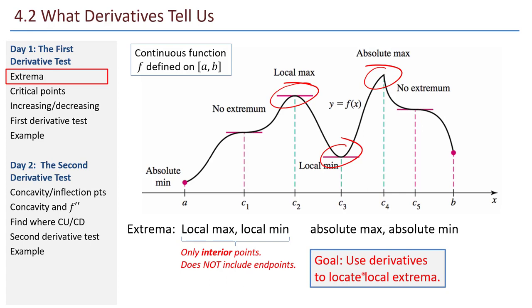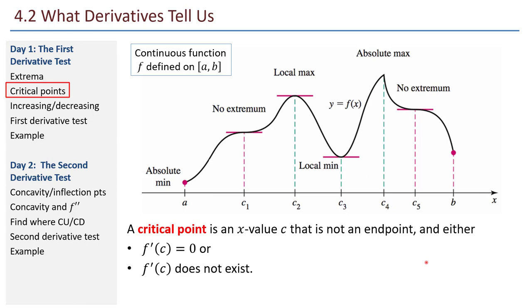In a previous lesson, we located the absolute max and min using derivatives, but now we turn our attention to local max and min. Recall, a critical point is an x value, c, that is not an endpoint, and either f prime of c equals 0 or f prime of c does not exist. So c1, c2, c3, c4, c5, these are all critical points, places where either the derivative is 0 or places where the derivative does not exist.